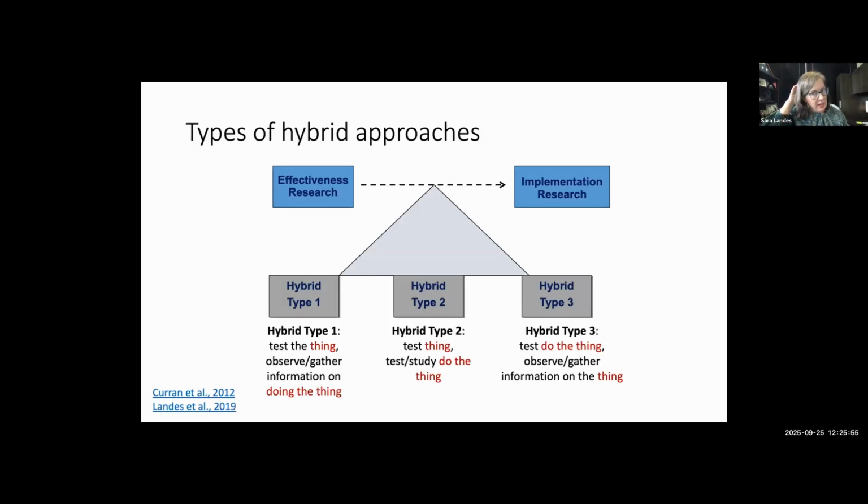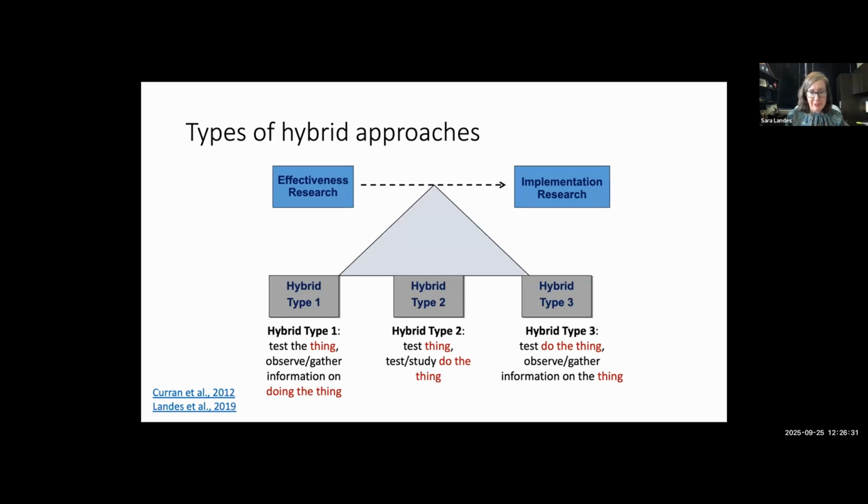On the other side, we have a hybrid type 3. And this is more about testing how we get the thing implemented. Maybe you're comparing implementation strategies or strategy bundles. And then you're secondarily looking at, does the thing still work? A lot of times folks still want to collect that data to make sure it's still working, or look at varying levels of implementation and how it impacts effectiveness outcomes. So you kind of have your two extremes there. Hybrid 1 is more, does the thing work? Hybrid 3, the primary focus is, how do we get the thing implemented?